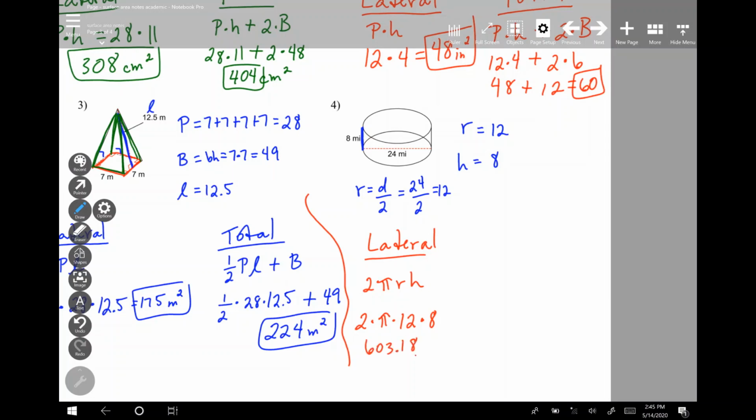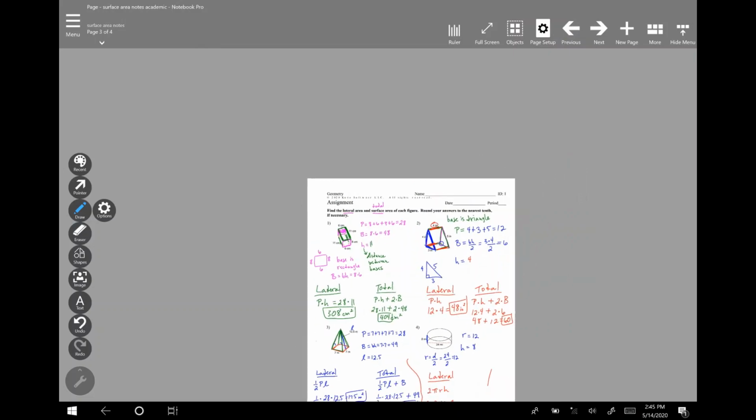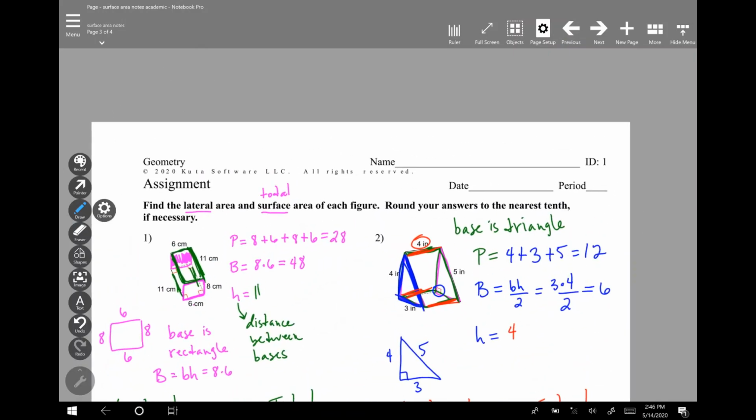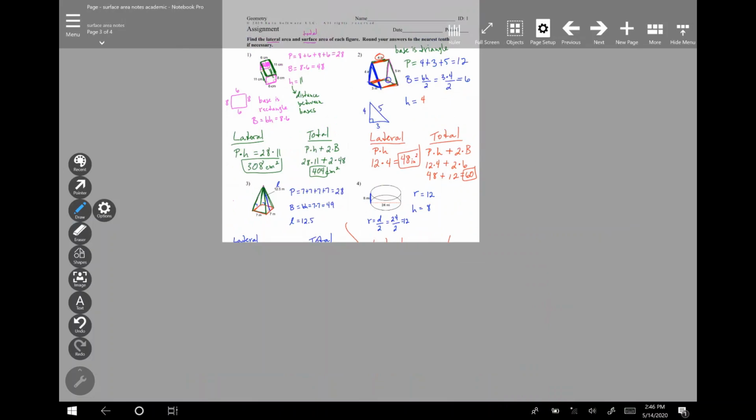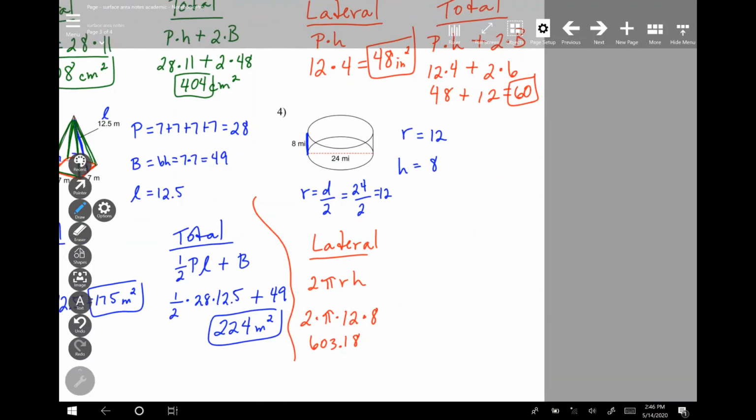603.18. Okay, I'm going to look at that, and it wants me to round to the nearest tenth. So always pay attention. See up here? It says round to the nearest tenth. So this is going to be 603.2 because that 8 makes the 1 go up. And that's miles squared. Again, on the quiz, you only need just the number part. And then now the total.